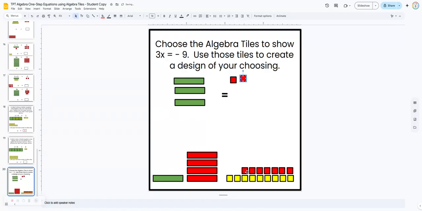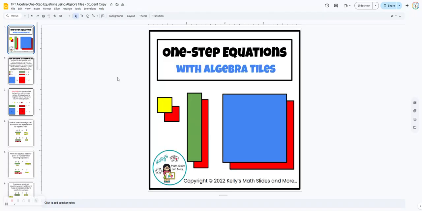So now they can create a design, any design they like, but they're using only the pieces that show the equation 3x equals negative 9. So they can move these around and make any kind of design, but just using these pieces. So they can be a little bit creative here at the end. So this is one-step equations with algebra tiles.